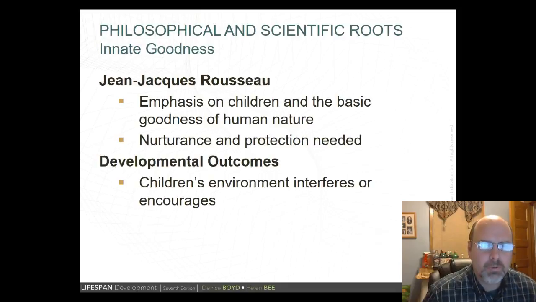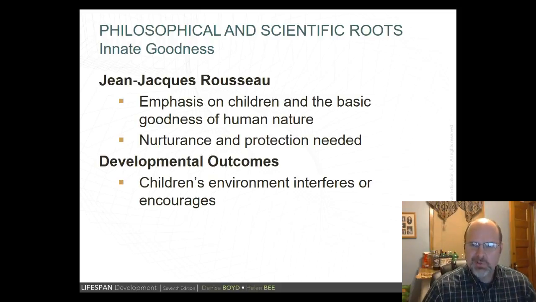Now, Jean-Jacques Rousseau, on the contrary, also believed in the idea of interaction between internal and external forces, but he claimed that all human beings are naturally good, and they seek out experiences that help them to grow. For Rousseau, the goal of human development is to achieve one's inborn potential. Deprivation leads to frustration and anger. So basically, he emphasized the need for nurturance, that if a person is nurtured adequately, they will reach their fullest potential. The outcome of this philosophy is that children's environment interferes with or encourages one's potential.